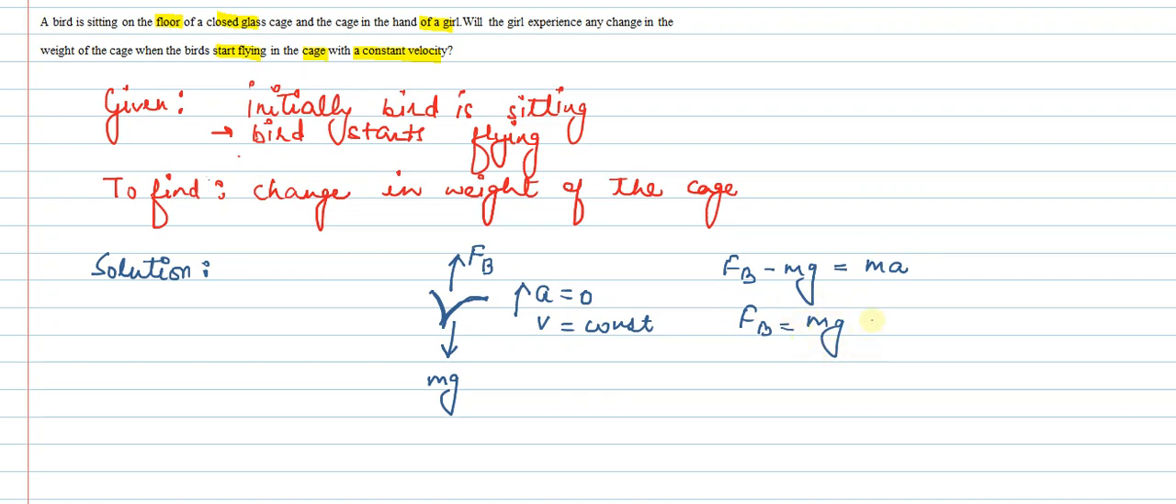Wo mg ke barabar hi rahega, mg se na badhega na ghatega, kyunki bird jo hai wo constant speed se upar ki taraf ud rahi hai. Agar constant speed se niche ki taraf udti to bhi ye mg ke barabar hi rehta.